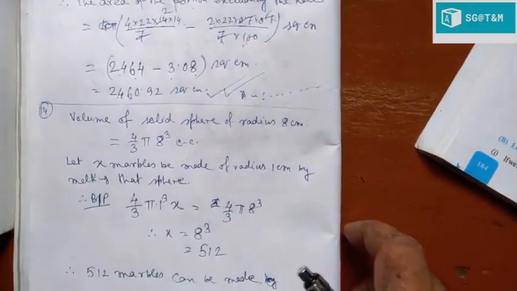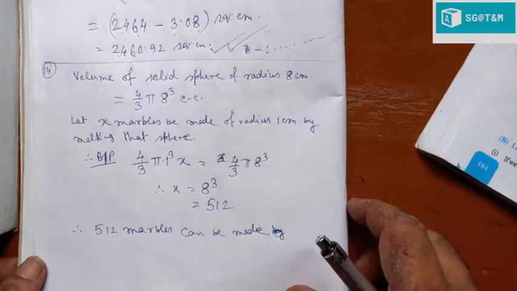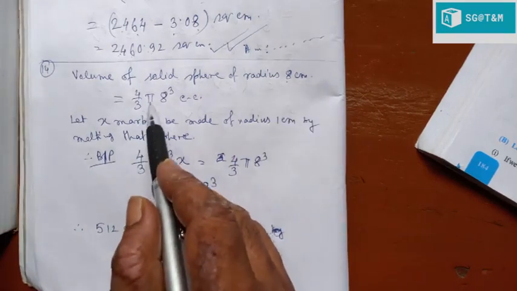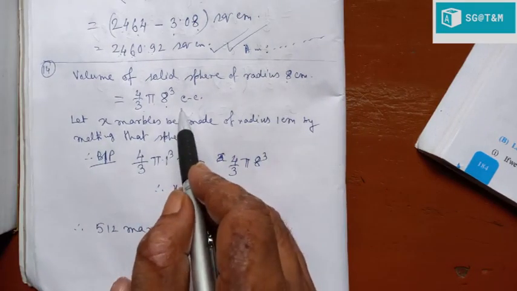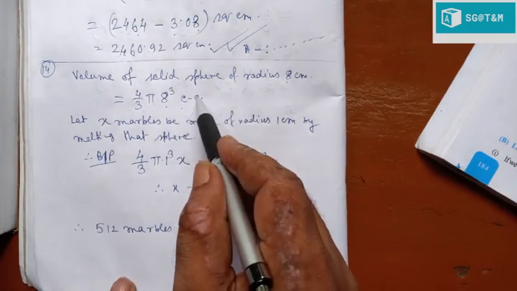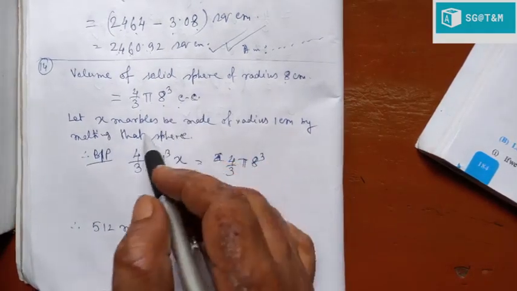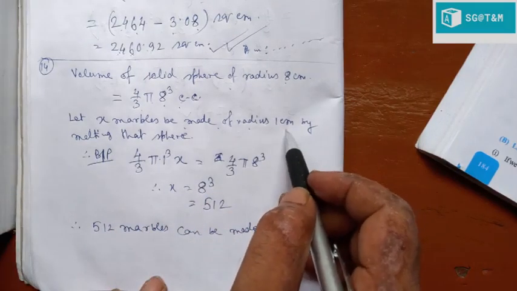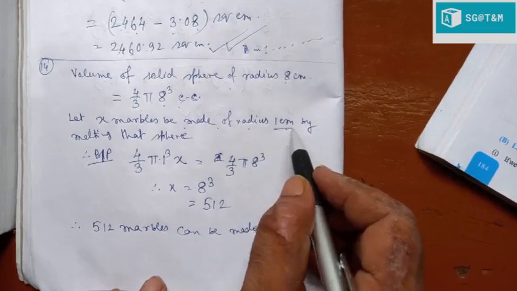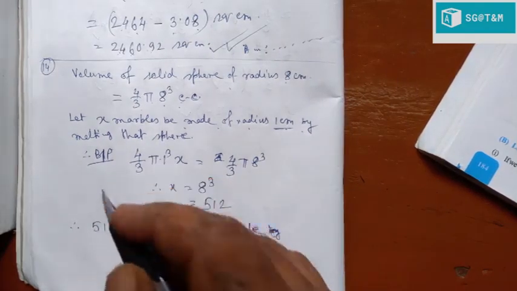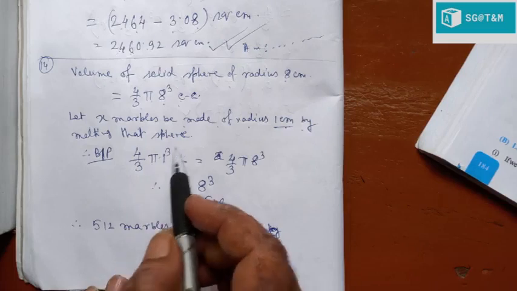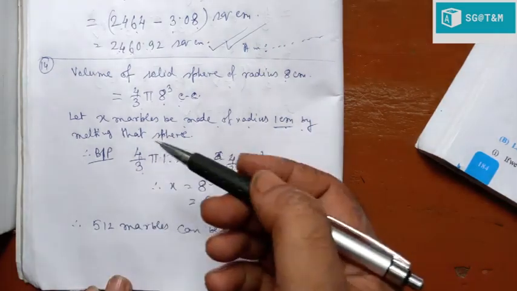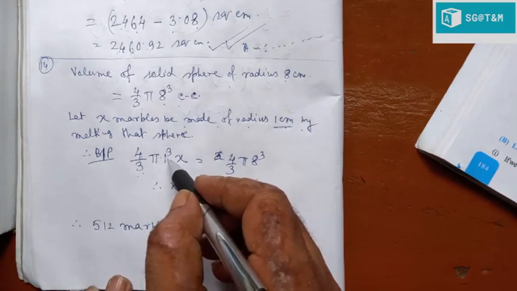So the volume of a solid sphere whose radius is given as 8 cm is 4/3 pi 8 cube. Centimeter means cubic centimeter, volume is also in cubic centimeters. Let x marbles be made of radius 1 cm. We have to make marbles whose radius is 1 cm only by melting this large sphere. So the volume of one marble is 4/3 pi 1 cube. So the volume of x marbles is 4/3 pi 1 cube into x.